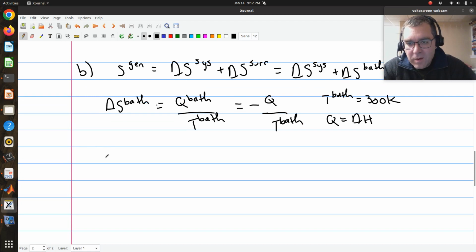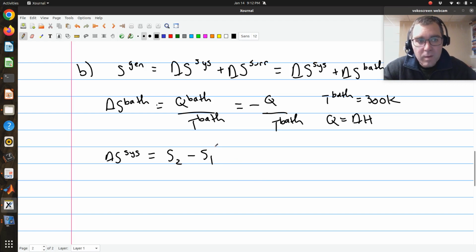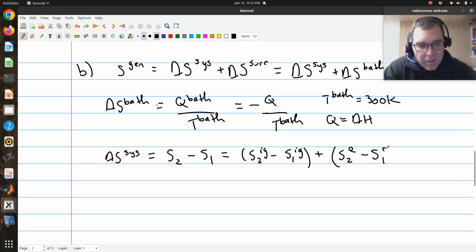But then we also need delta S of our system. Delta S of my system is going to be the entropy of my final state minus the entropy of my initial state. In the context of chapter 5, we break this up as S2 ideal gas minus S1 ideal gas, the ideal gas contribution, plus the residual contribution, S2R minus S1R. When I see this difference in residual contributions, I'm thinking about using my cubic equation of state, and we'll calculate that using our cubic equation.